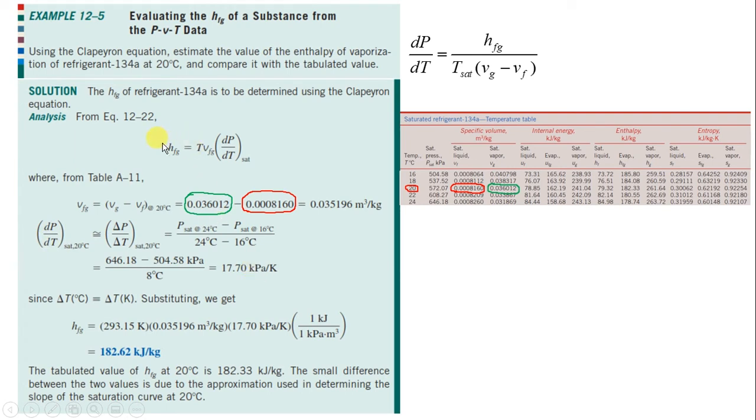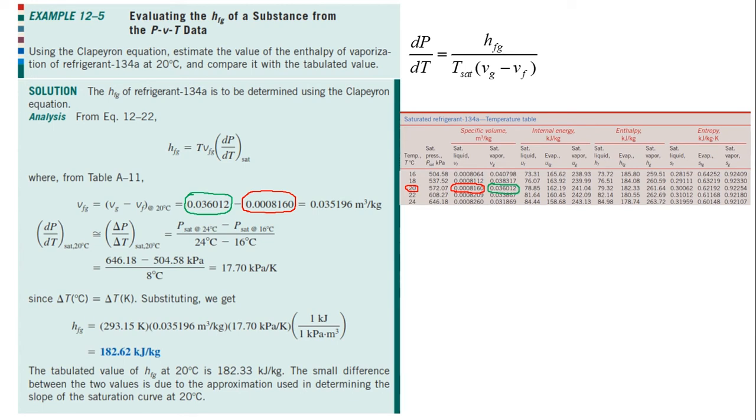Now substitute the values in this equation. So what you will get: Hfg is equal to Tsat, which will be 273 plus 20. Here it is written as 273.15, because when we want to convert degrees Celsius into Kelvin, the actual conversion is 273.15.